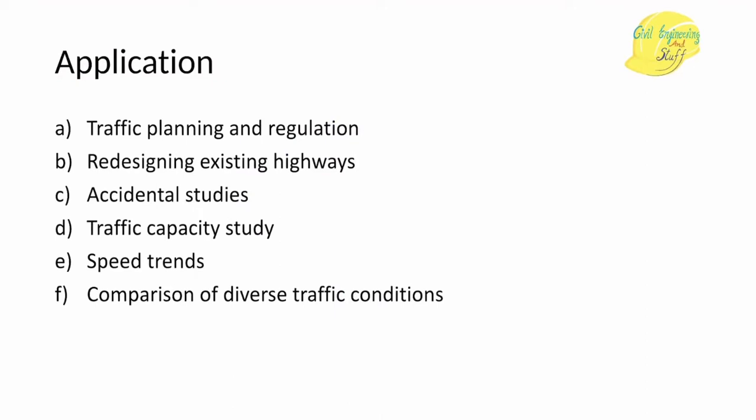Now these speed study data are used in a number of ways. These are used for traffic planning and regulation. By knowing the average speed of the vehicle and the congestion points, we can understand the requirement of the traffic and what steps need to be taken for the smooth maneuvering of the traffic. These also help in redesigning the existing highways. Spot speed data are used for accident studies and traffic capacity studies.